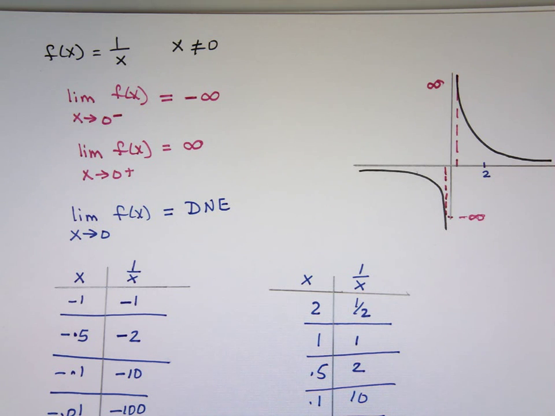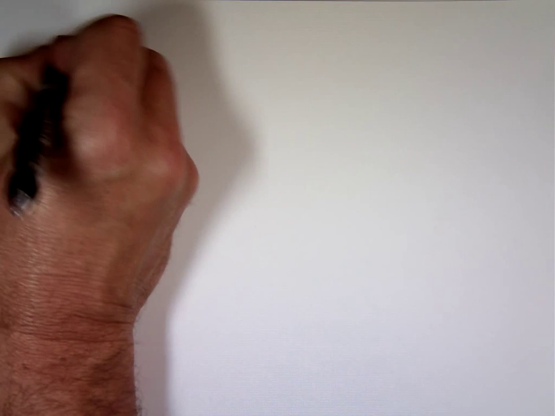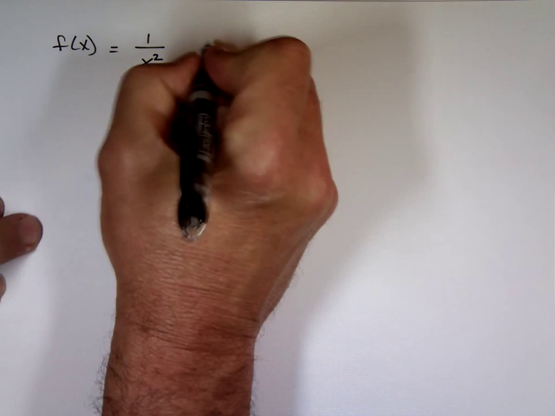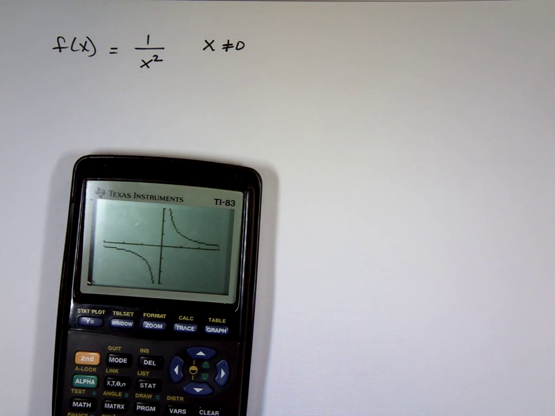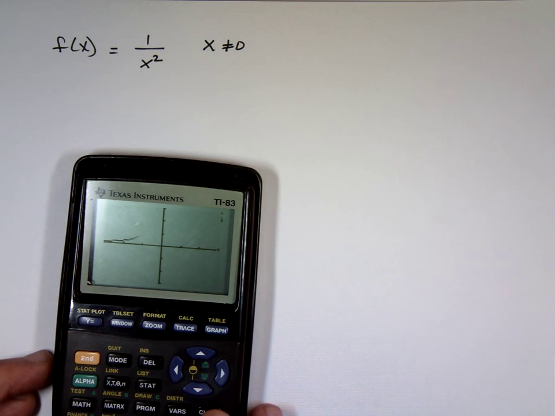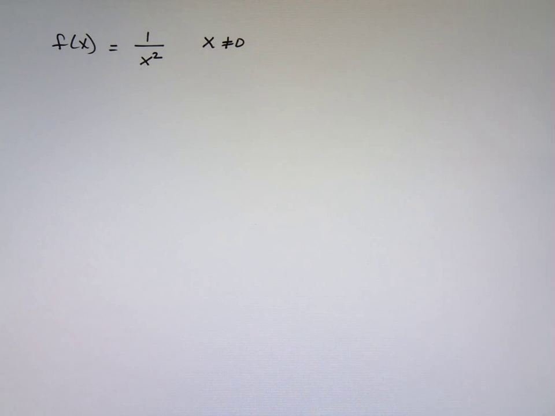If I change that to x squared, there is a limit. If I change it to x squared, again, x cannot be 0. And if I graph that, you'll see there is a limit. Let me graph it here. 1 divided by x squared. Graph. Look at the graph. I don't know if you can see it. Yep. So this is what the graph looks like.